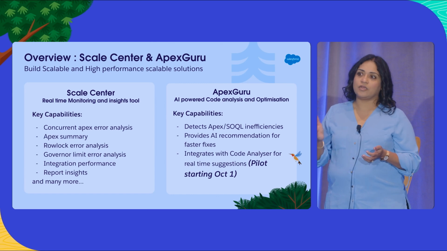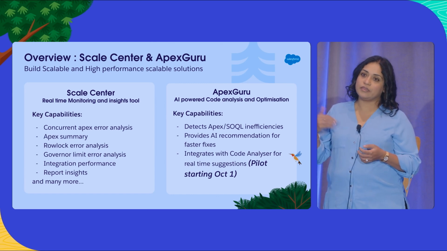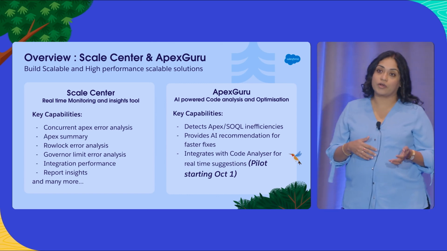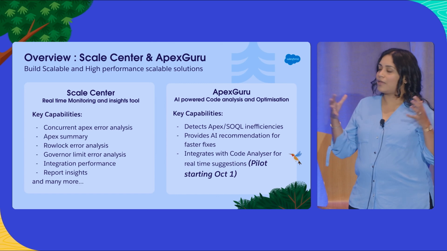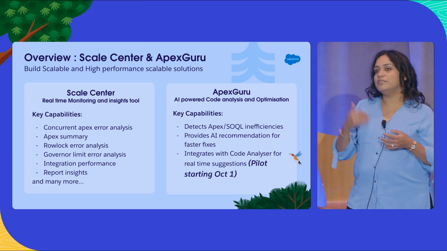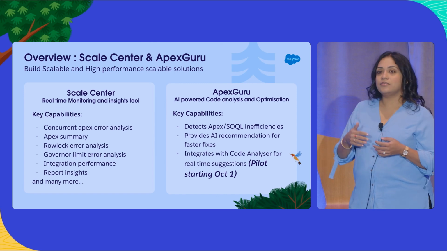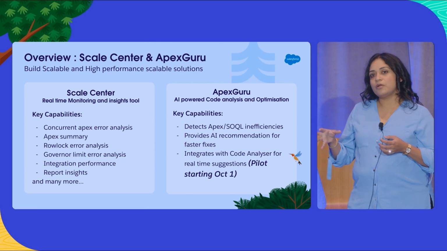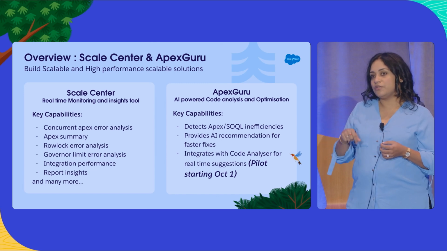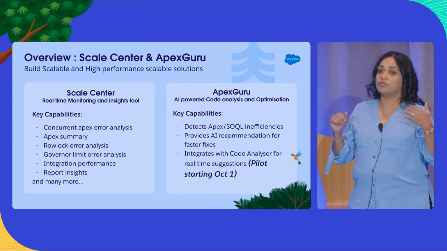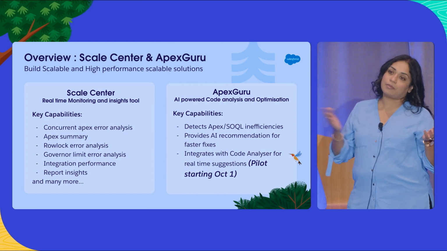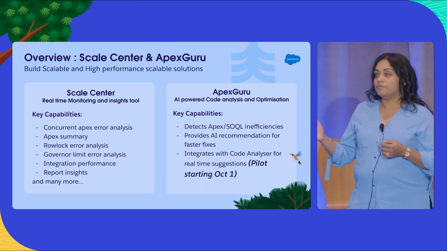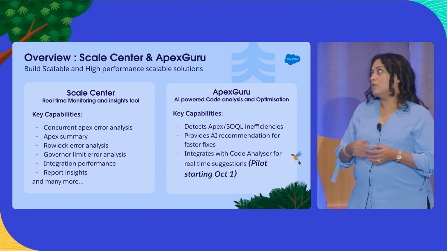So both Scale Center and ApexGuru are a step forward in this space to provide you insights, self-service in your org. Scale Center is the umbrella product. It has everything around metrics, telemetry, insights, trending, and analysis and reports that you will see. Whereas ApexGuru is purely a developer-focused product where we are actually giving you insights into the line of code to talk about whether it's going to scale or not. And then we are giving you recommendations using our GenAI code gen model to tell you what the code should rather be. So we'll look into both of these as we go along.